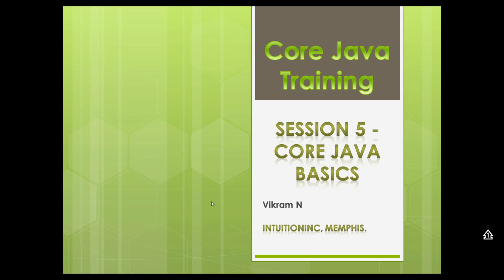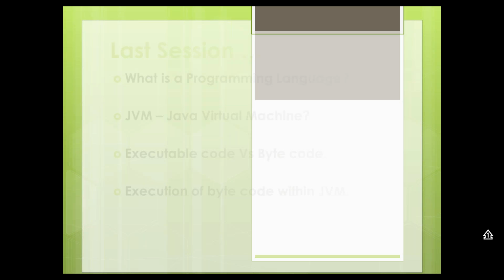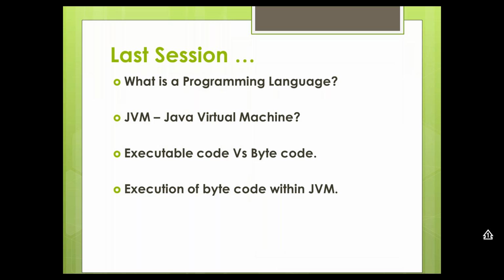Okay. Let's see what we did. Let's review what we did in our last class. In our last session, we tried to understand what is a programming language and tried to find a relationship with the normal language that we speak, that is English, right? And we tried to understand what are the things that are there in a programming language.